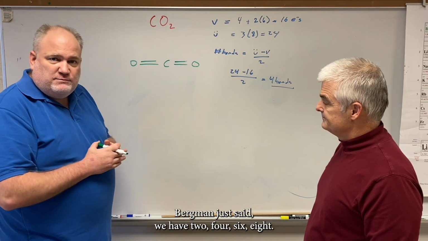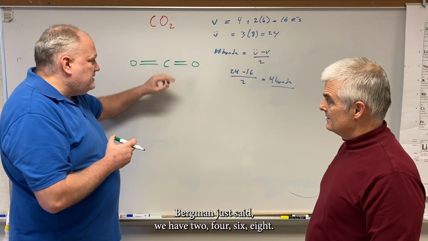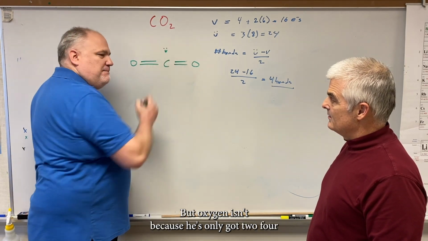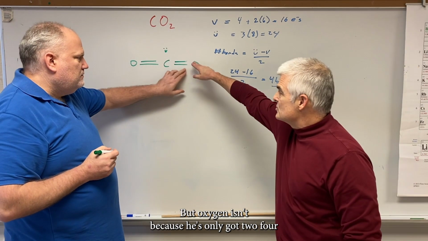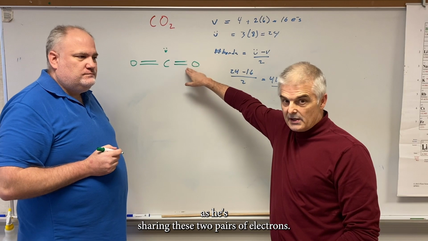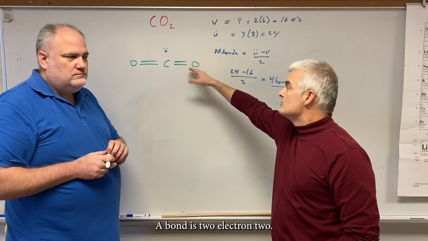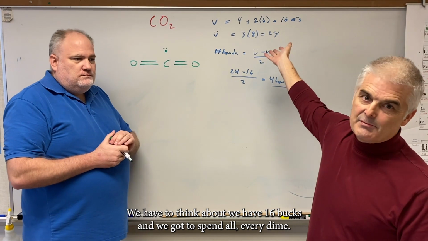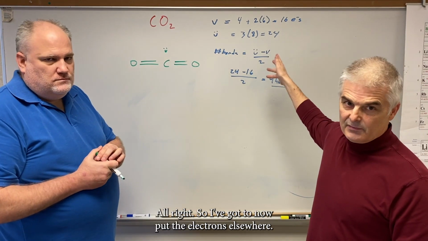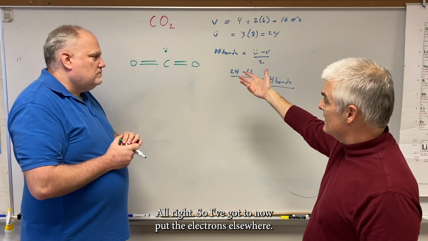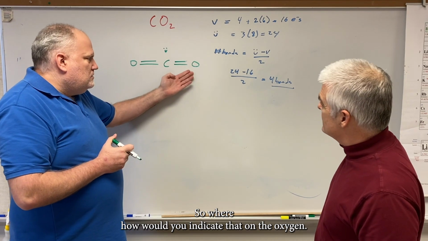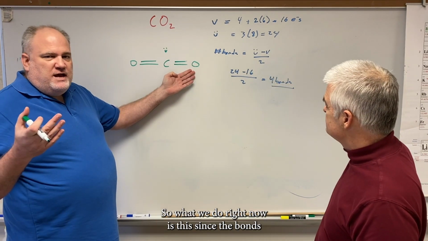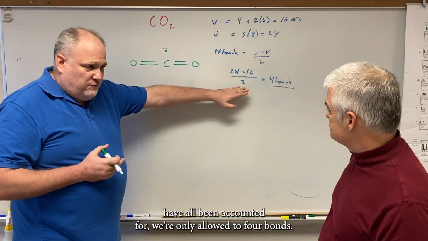That means make sure that every one of these has 8. Now, as Mr. Bergman just said, we have 2, 4, 6, 8. This guy right here, he's happy. But oxygen isn't because he's only got 2, 4, because he's sharing these 2 pairs of electrons. A bond is 2 electrons. He needs more. But we still have more to spend. We had 16, and we've got to spend every dime. So I've got to now put the electrons elsewhere. So how would you indicate that on the oxygen? What we do right now is this. Since the bonds have all been accounted for, we're only allowed to have 4 bonds.